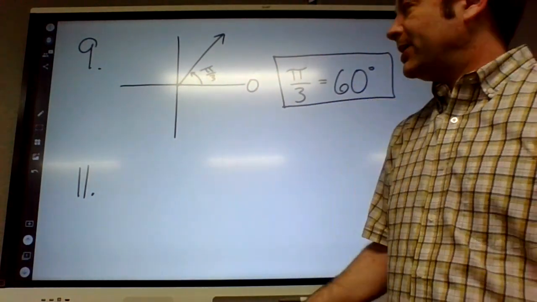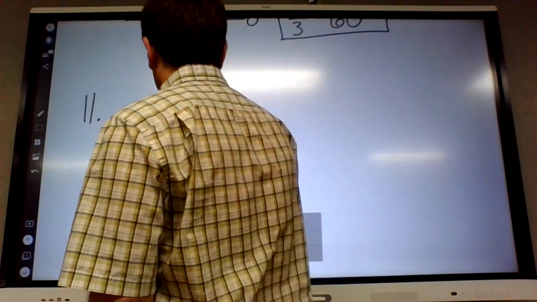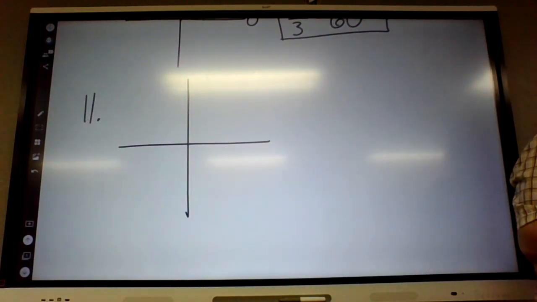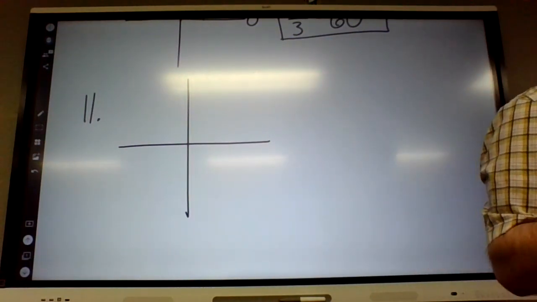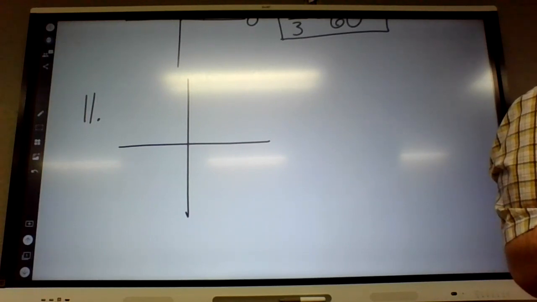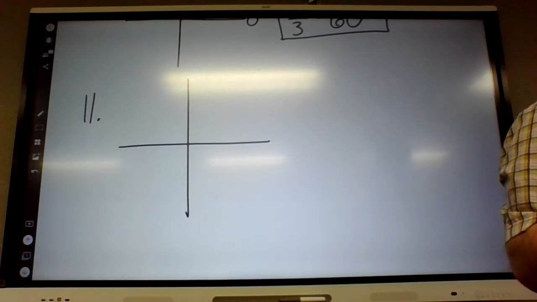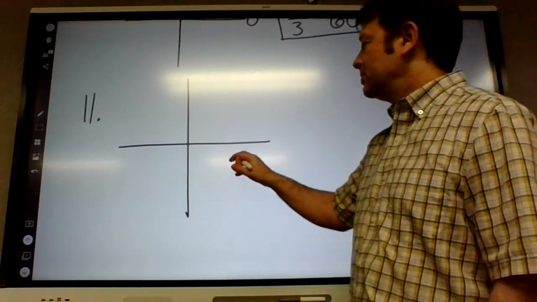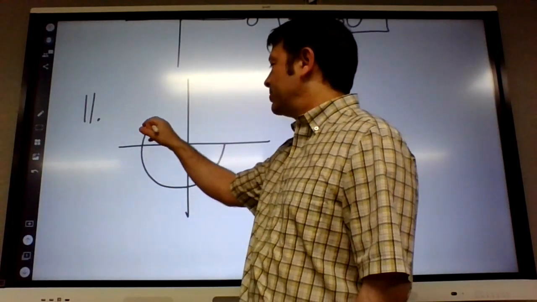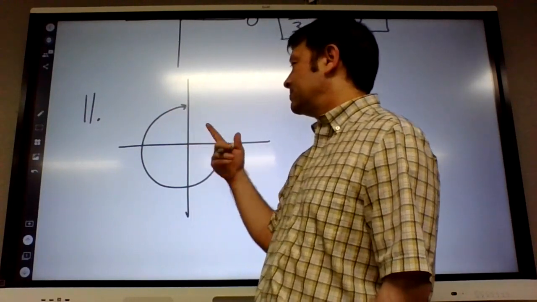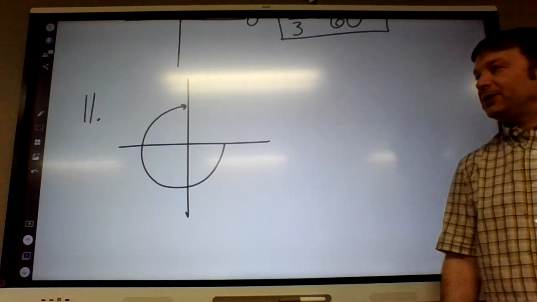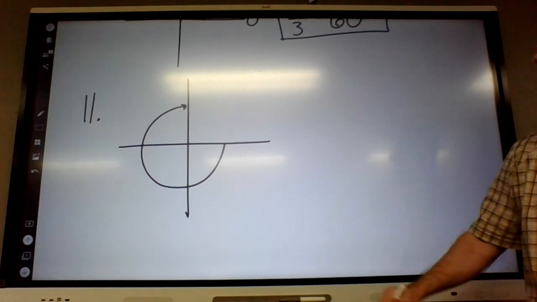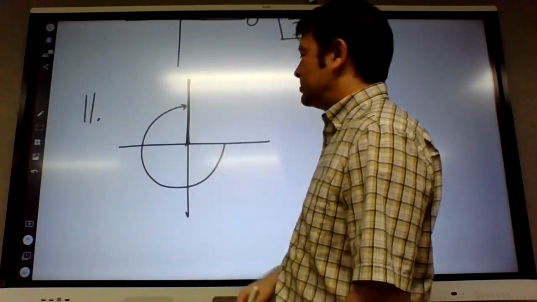Okay, number 11. Negative 3 pi over 2. Do you guys remember where I said 3 pi over 2 was? Probably not. Okay, in the picture, where is 3 pi over 2? Yeah, it's down at the bottom, at 270. So if we're going negative 3 pi over 2, where is that going to be? Yeah, it's basically 3 quarters of the way going backwards. So it's right there. It stops at the same spot that 90 does. Okay, that's the picture. You can't really draw a line right there. You could, I guess, it just doesn't show up.